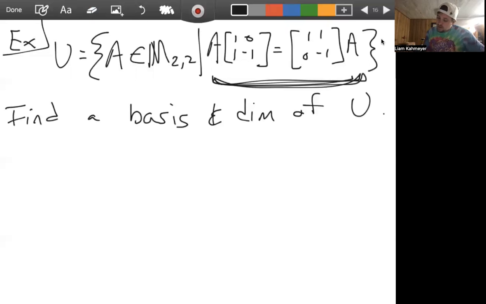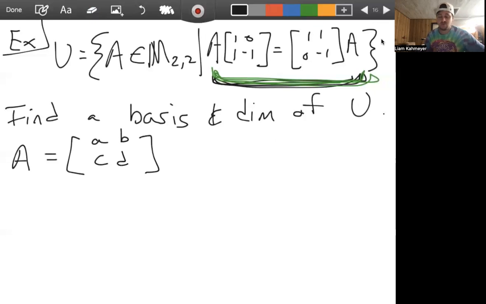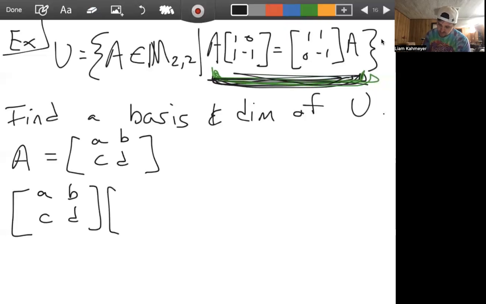So how do we do this? Well, we find a basis by always looking at what our restrictions are here. Let's write A. A is a 2x2 matrix, so let's write this as a, b, c, d, entry-wise. Now we need to understand what this restriction means entry-wise for these 2x2 matrices. So we need to look at A, which is a, b, c, d, times 1, 0, 1, -1, and let's see what that gives us.